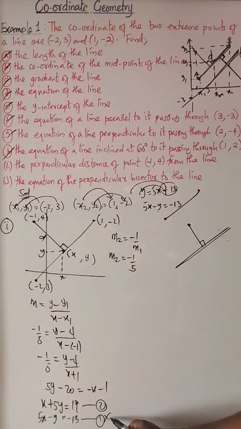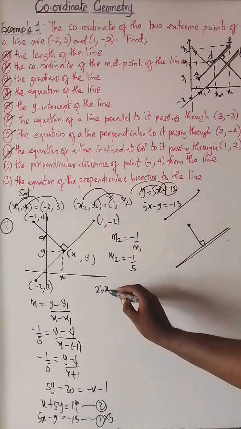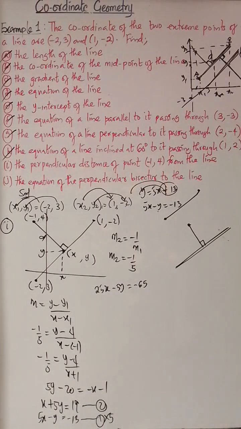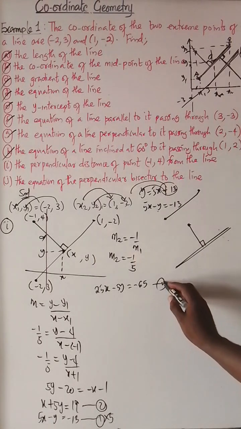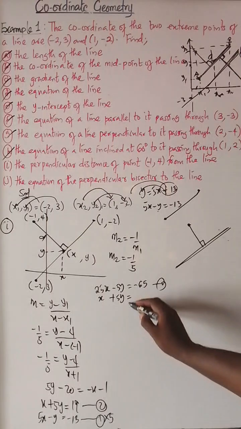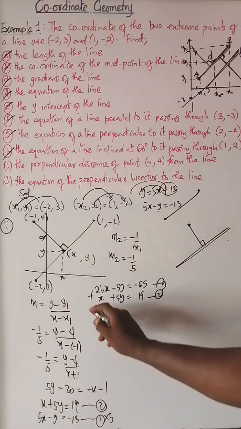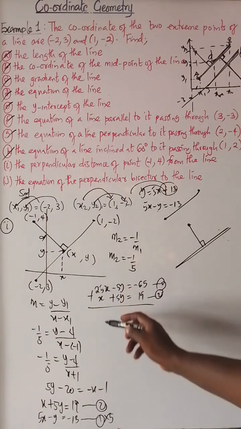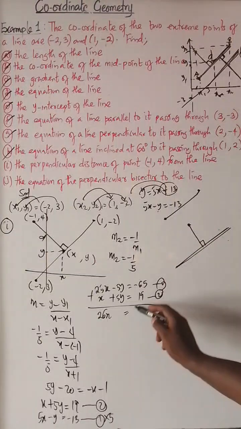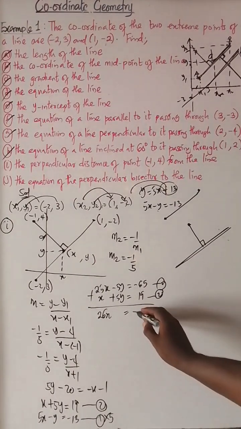So I can multiply this one by what? 5. So equation 1 becomes 5 times 5. We have 25x minus 5y equals minus 65. That's still our equation 1 written in another form. Then equation 2, we have x plus 5y equals 19. So if we add this, 25x plus 1x, that's 26x. Minus 5y plus 5y cancels. So minus 65 plus 19 gives minus 46.